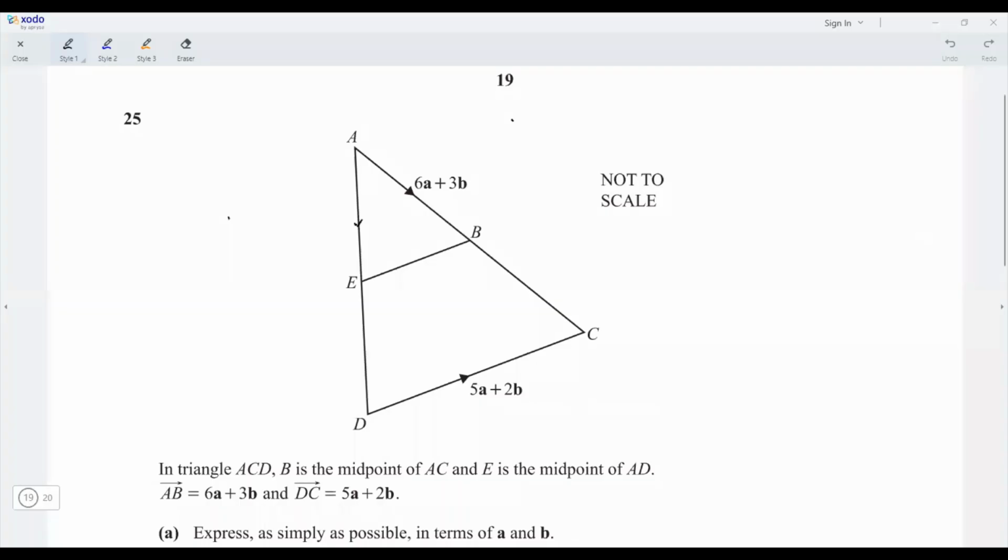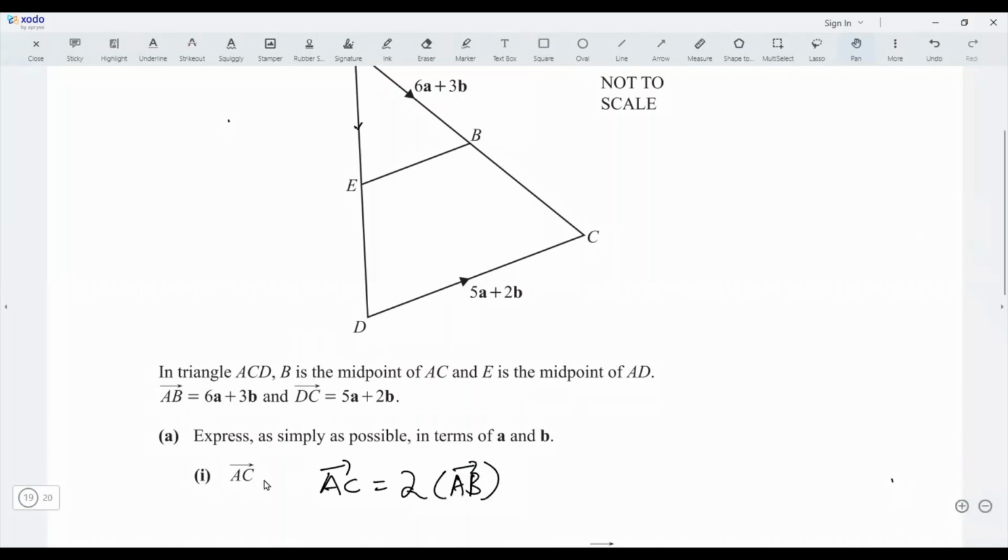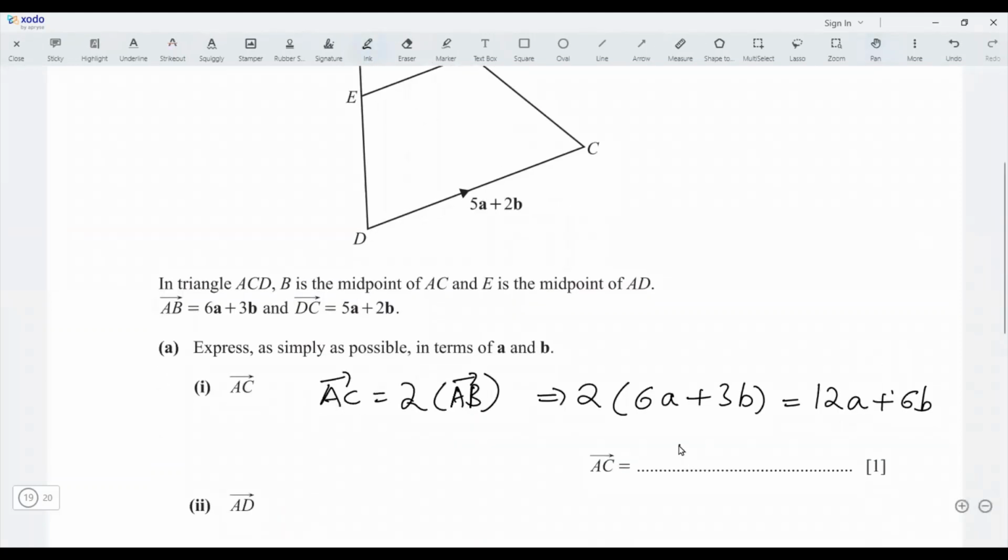So moving towards the last question. Basically, there is a diagram which is given, and in part A we have to express simply in terms of a and b according to the given vectors, that is AC. AC is basically equal to double of AB because B is the midpoint. So if AB is given as 6a plus 3b, we can write it as 2 times 6a plus 3b, and it can be simplified as 12a plus 6b. Both are fine. If you don't multiply, it will be the same as the other one. So 12a plus 6b is the answer for AC.